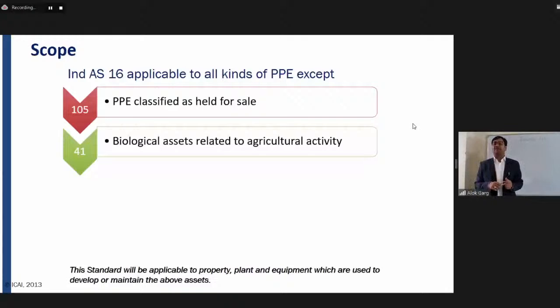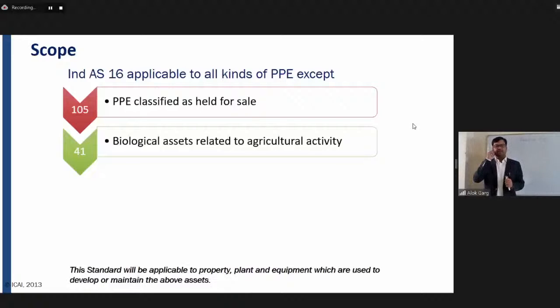Biological asset related to agricultural activity. There is a standard, Ind AS 41, known as agriculture. Under the agriculture standard, you will learn about biological assets related to agricultural activity. Biological asset means living animal or plant.